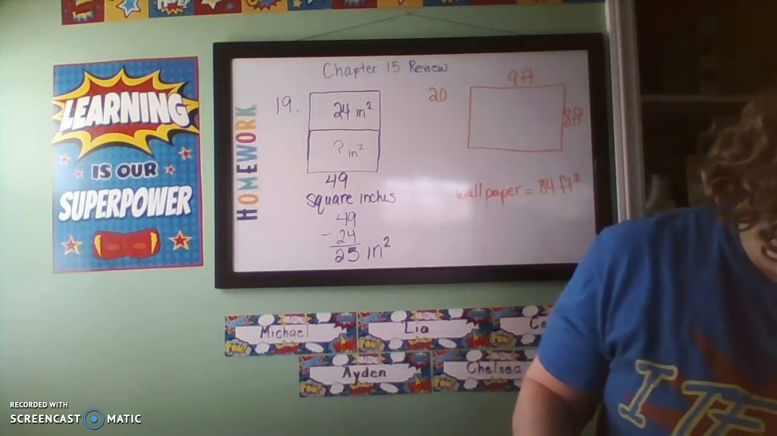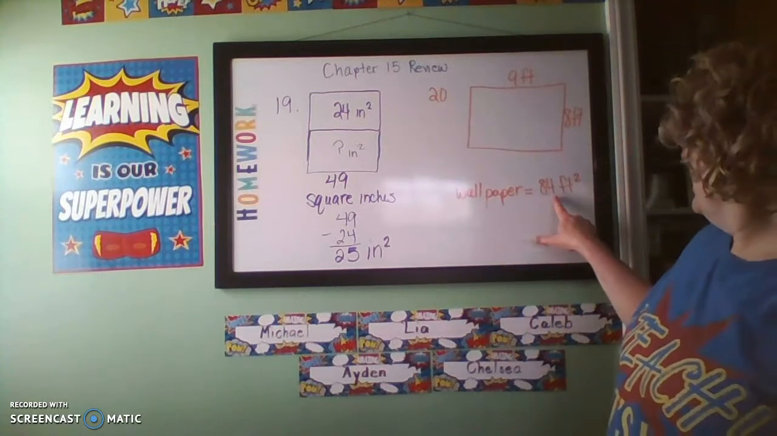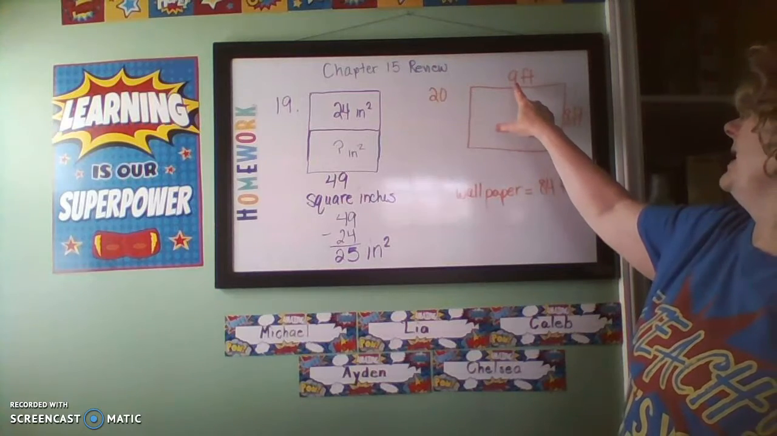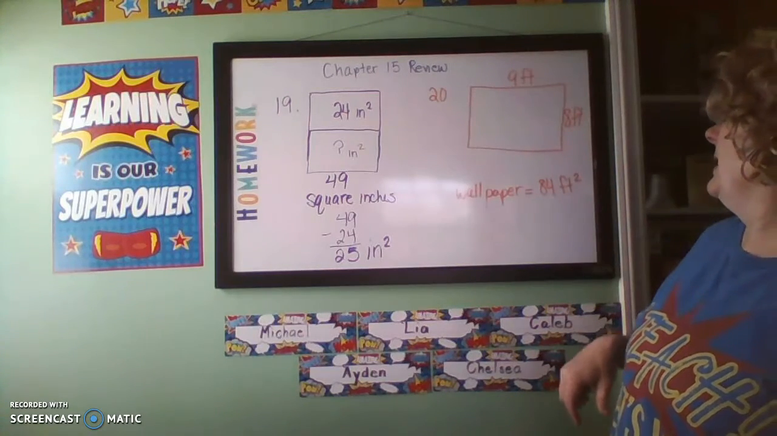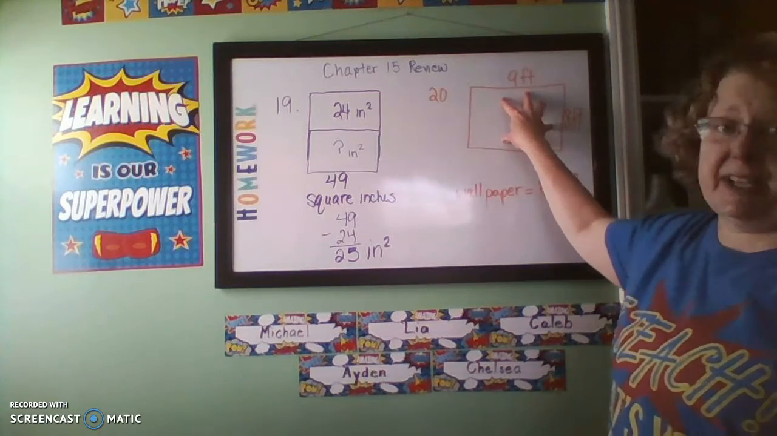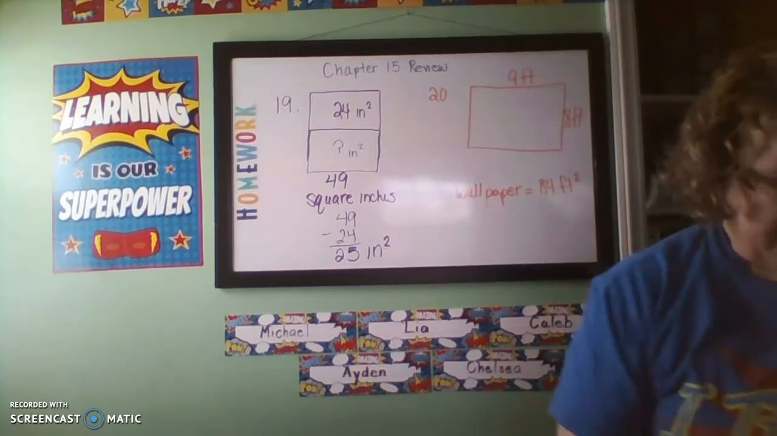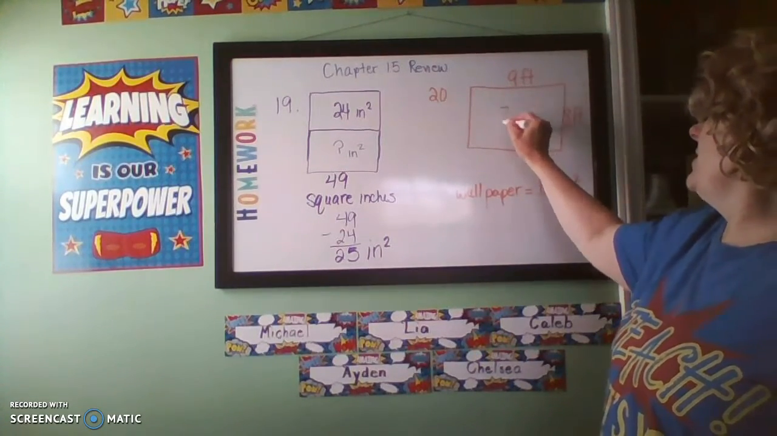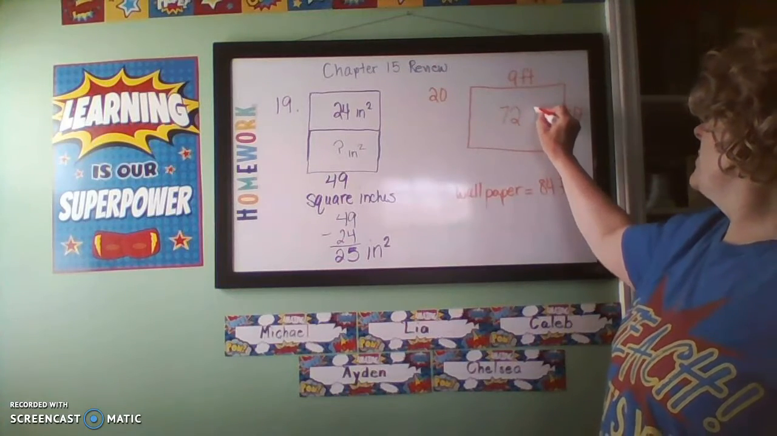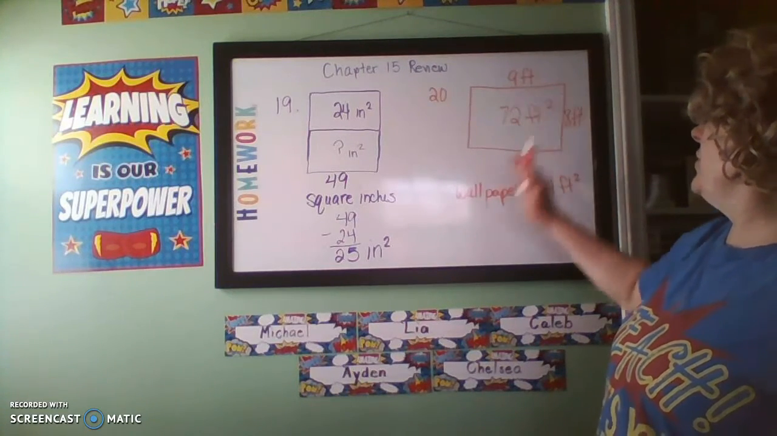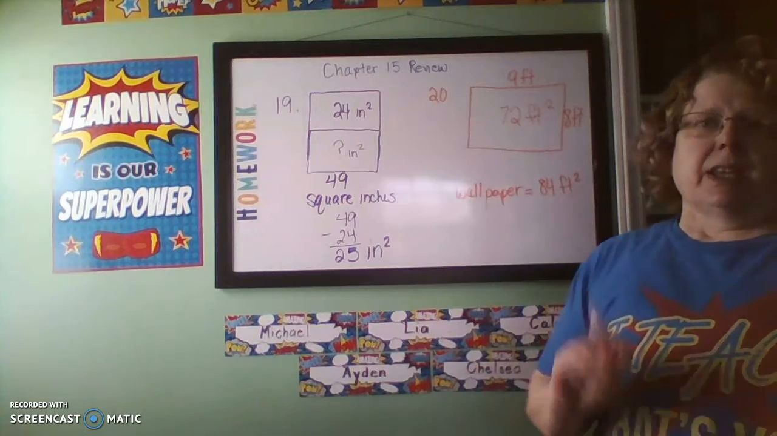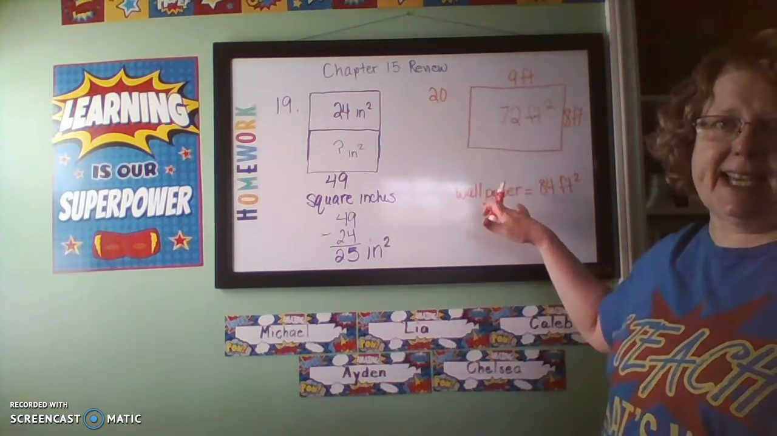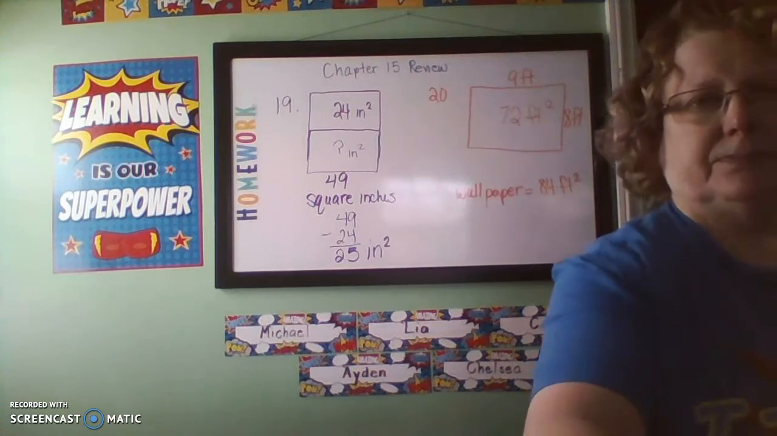All right, number 20 tells us that they have 84 square feet of wallpaper. And they want to cover a wall that is 9 feet wide and 8 feet high. So what we need to do is find the area of this wall. The area of that wall would be 9 times 8, which is 72 square feet. And it says, do I have enough wallpaper? Yes, I do, because 72 square feet is less than 84 square feet.